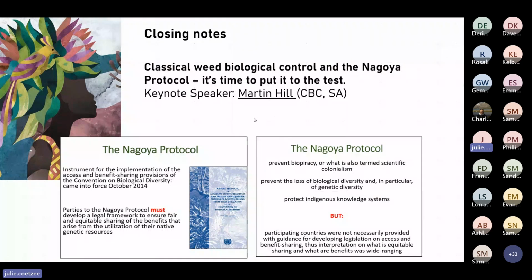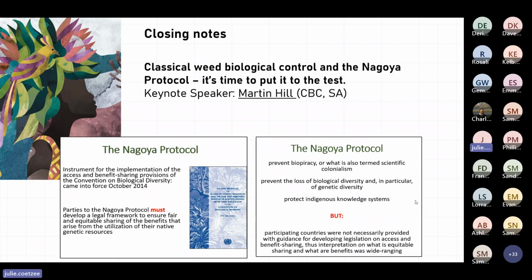It's time to put it to the test. So in 2014, the Convention on Biological Diversity put this protocol into effect. And the reason for this is to develop a legal framework that ensures fair and equitable sharing of the benefits that arise from the utilization of their native genetic resources. So it's to prevent those countries going in and taking genetic resources or biodiversity resources and the donor country not getting any kind of benefit from it.